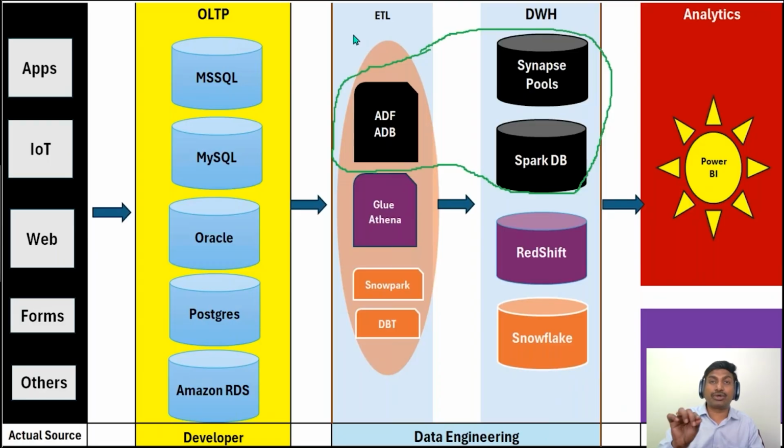We have Azure Data Factory, ADF, and Azure Databricks, ADB. Now you can ask me, Sai, why do we have two? From Microsoft, you get two, ADF and ADB, Azure Data Factory and Azure Databricks. Then from Amazon, AWS, we have Glue and Athena. From open source, we have Snowflake, something called Snowpark. Snowflake plus PySpark is equal to Snowpark, and DBT.